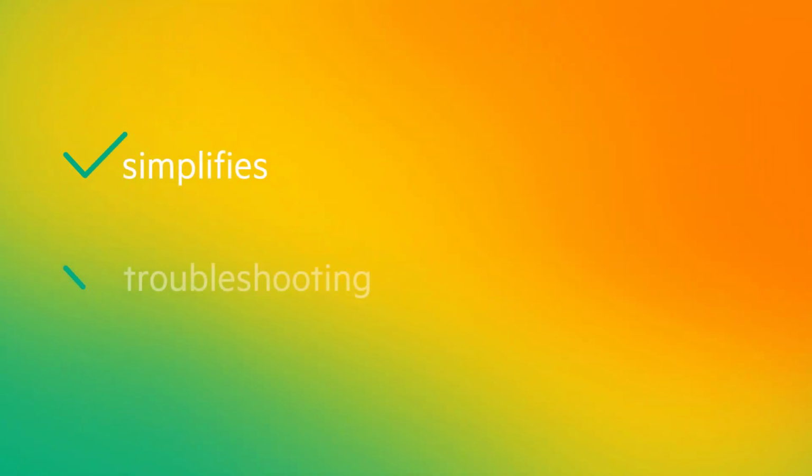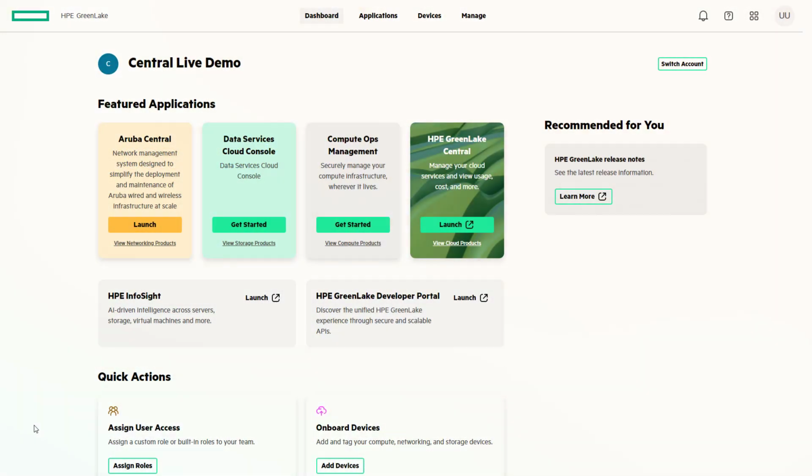HPE Aruba Networking Central simplifies the troubleshooting process for organizations by allowing network admins to manage and monitor all their Aruba networking equipment within a single platform. Troubleshooting networking connectivity is traditionally a complicated and time-consuming task. Let's look at how simple troubleshooting switch port throughput is in Aruba Central.